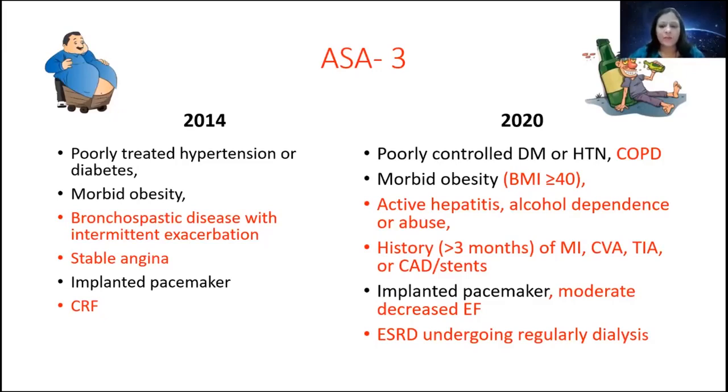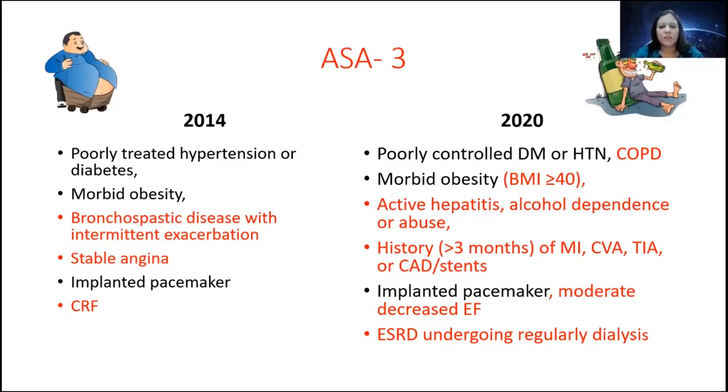Also, an additional feature in 2020 is that active hepatitis or a patient who has alcohol dependence or abuse is ASA 3. In 2014, there was a mention of chronic renal failure, placing them under ASA 3. But the 2020 guidelines have also included that patients with end-stage renal disease who undergo regular dialysis are ASA 3. So the regular dialysis feature has been added in the 2020 guidelines. So in ASA grade 3, COPD has been added in 2020.